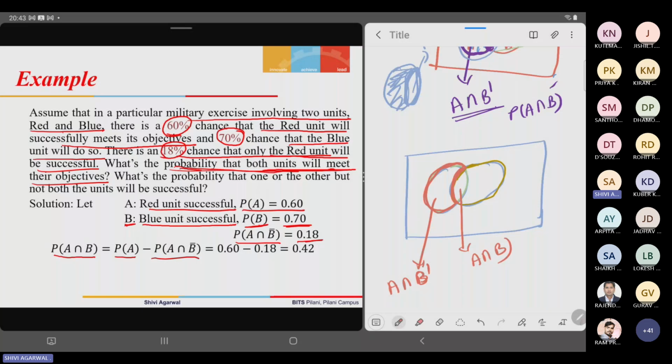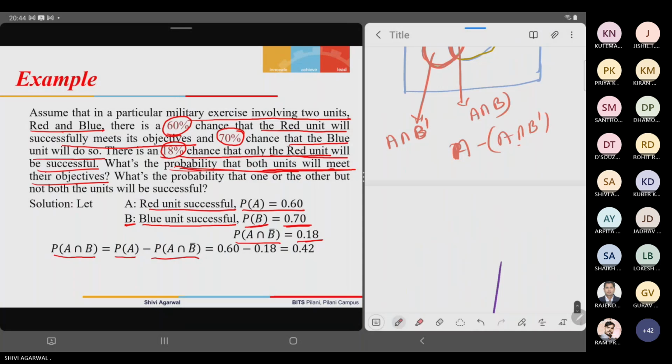Now we have to find out this region. How can we find it? We subtract from A this part, that is A intersection B complement. So the probability we are finding is probability of A minus probability of A intersection B complement. Now it's okay, Mr. Rahul, just plug in the values in the formula and you will get the answer. Most of the formulas we make using the Venn diagram only.